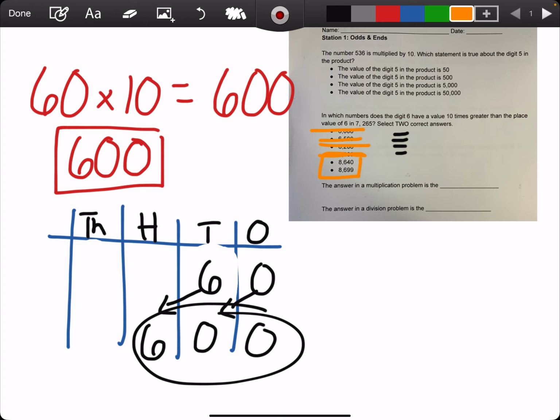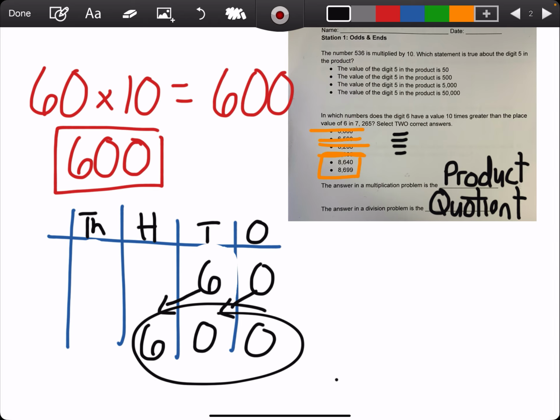The answer to a multiplication problem we know is called the product. And the answer in a division problem is called the quotient. Those are just important vocabulary words that you need to know.